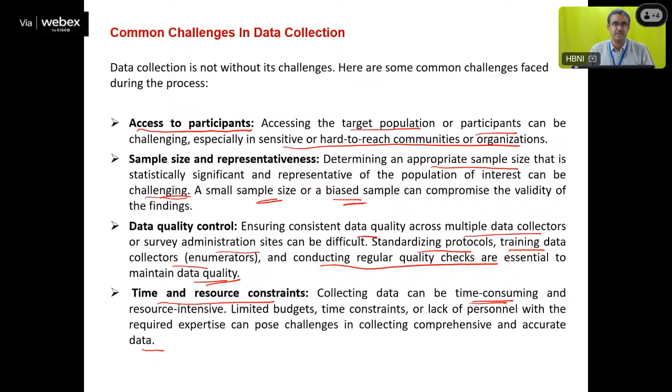Data collection is subjected to proper quality control. Data collection is subject to the challenge of sample size and representativeness. And data collection is subjected to the challenge of access to participants. So these are the 4 common challenges encountered for data collection.